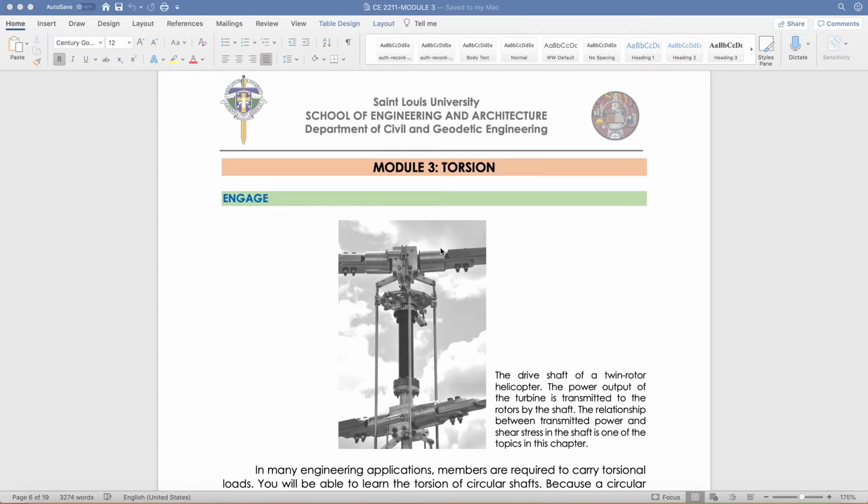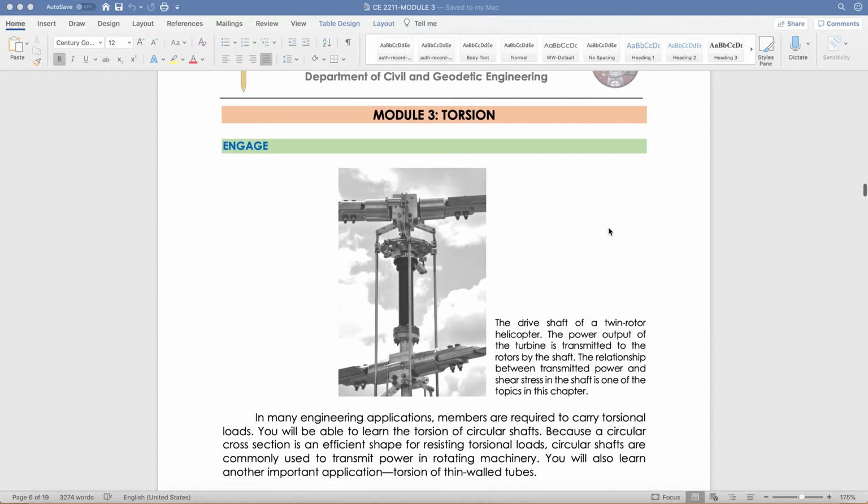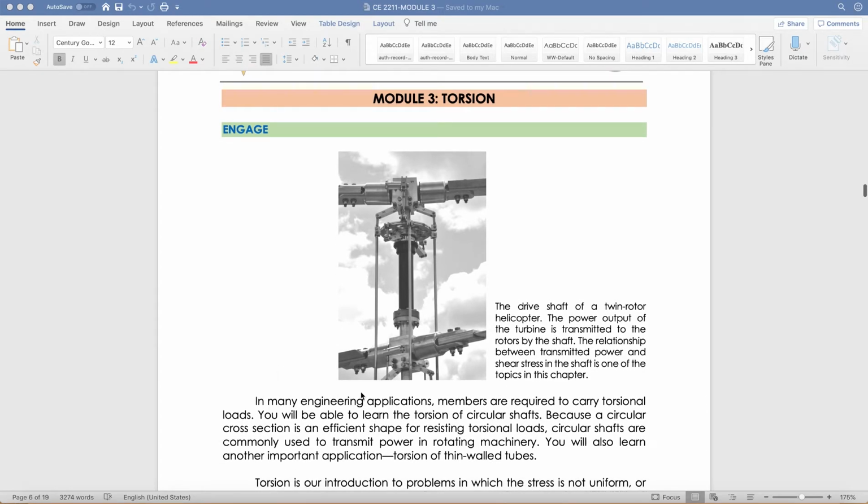Welcome to our module number 3 for our syllabus, and this is torsion. So for this module, we'll be discussing torsion. In many engineering applications, members are required to carry torsional load. So what is torsion? Torsion is a rotation caused by a moment on a material.